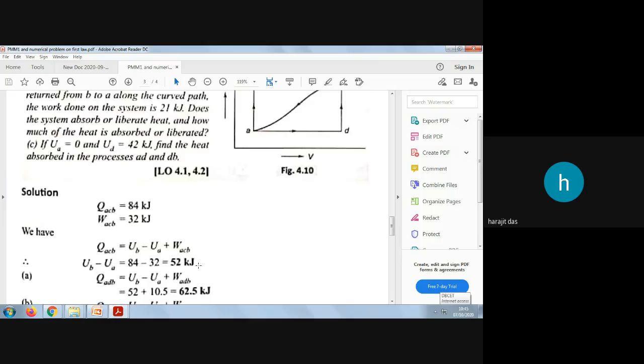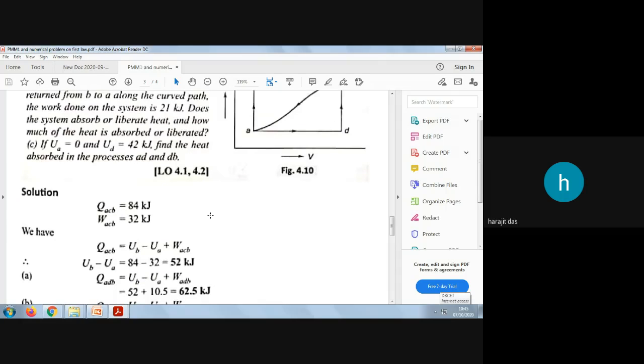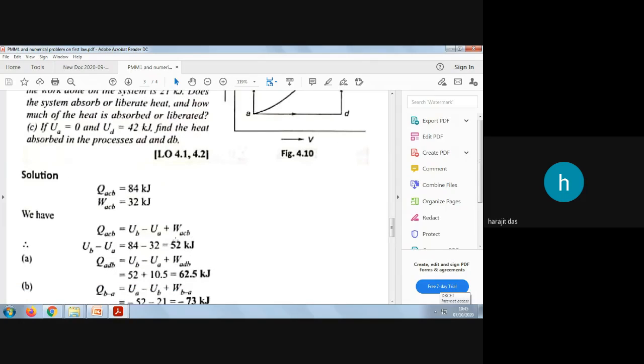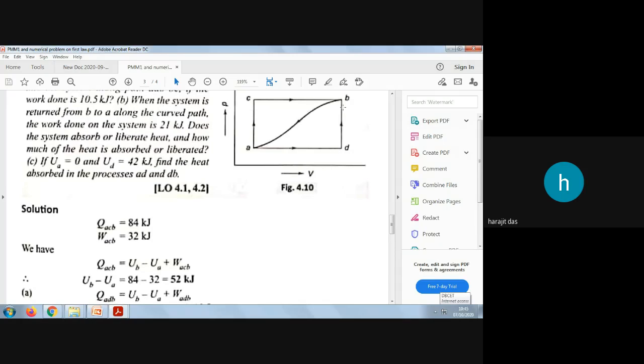Understood? So UB minus UA is found, which means the difference of internal energy is found. For any path, that difference will be equal, because internal energy is a property of the system. So whatever the path, this 52 kilojoule difference will be constant. Now you can find the heat which will flow through path ADB.